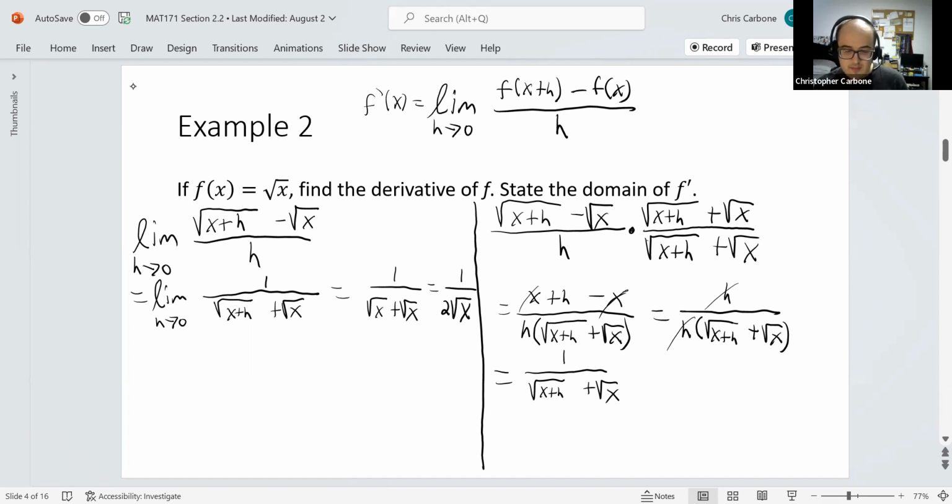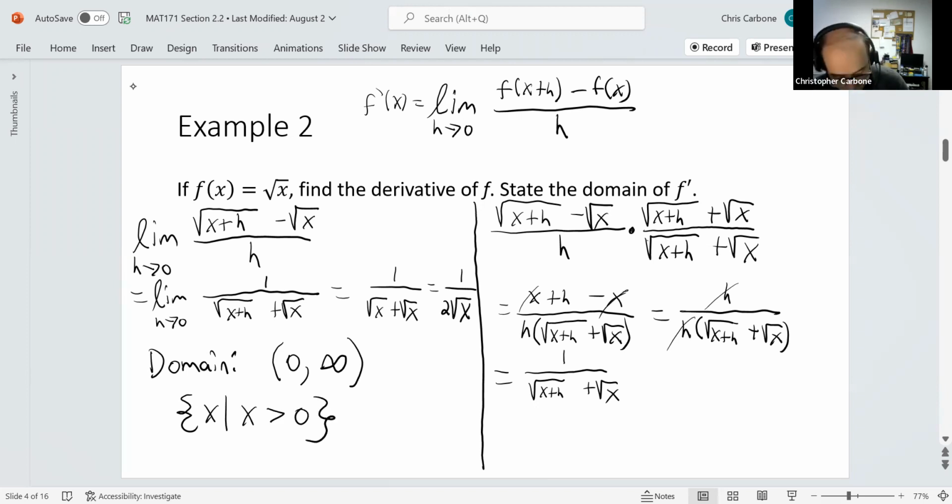For the domain though, because x is in the denominator, x can't be 0 now, but it could be any positive number. So the domain is going to be all values starting, well, not including 0, but greater than 0 up to positive infinity. Or again, we could write that domain as the set of all x values such that x is greater than 0. But the same idea as that.